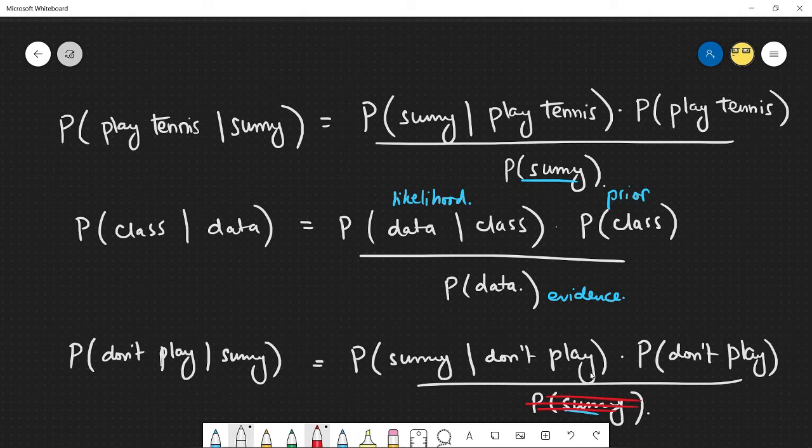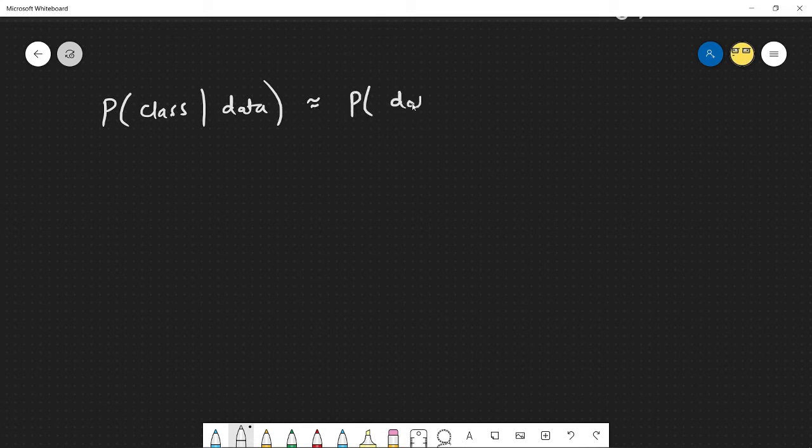So in that case, the formula is going to change a little bit here. We're going to instead say that the probability of the class given some data is now approximately the probability of the data given your class that you're labeling, times the probability of the class itself.